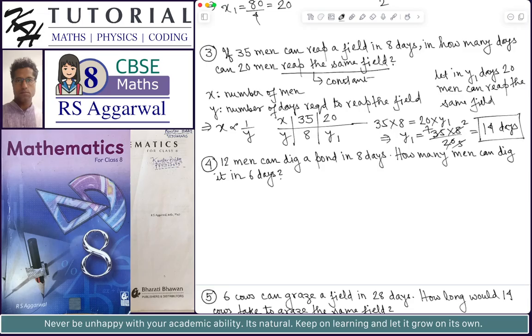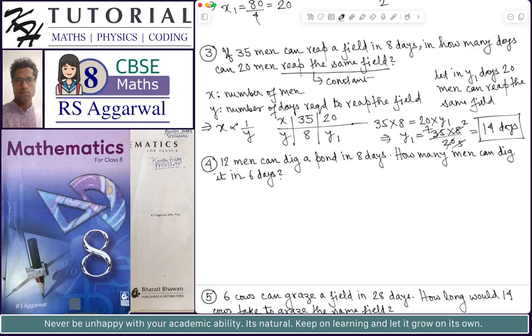Okay. Problem number 4. 12 men can dig a pond in 8 days. How many men can dig it in 6 days? So this problem is similar to problem number 3. That is, a certain number of men is doing a constant amount of work in certain time. So the time and the number of men are the two main quantities that are varying inversely with each other, provided the amount of work is constant.